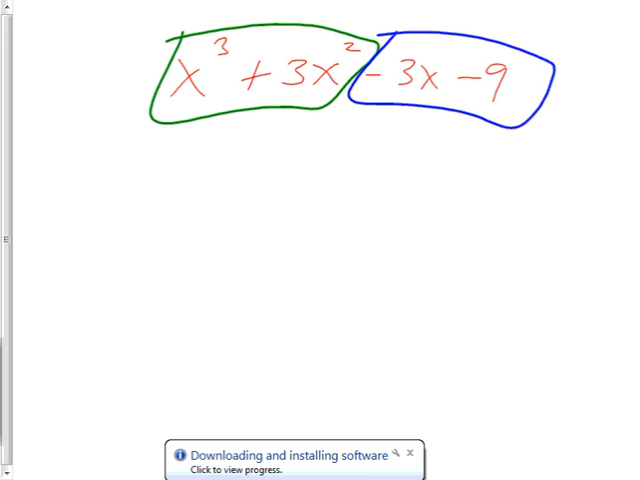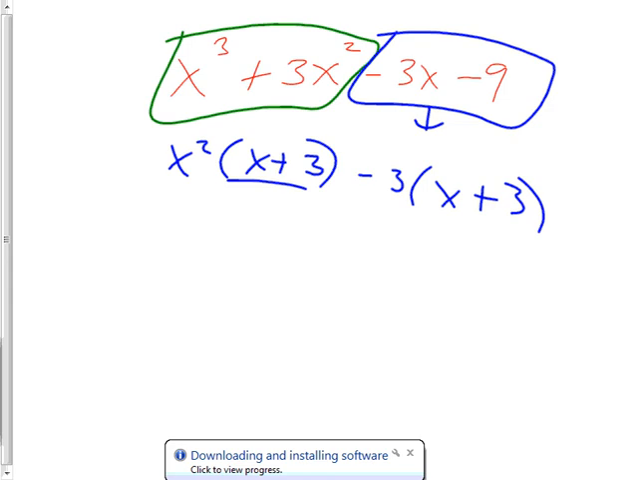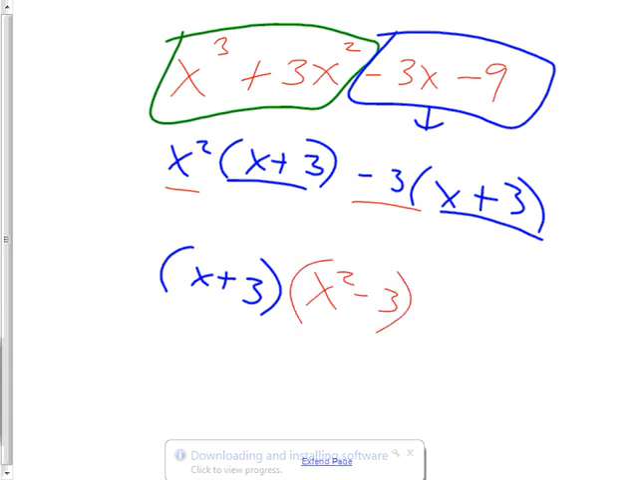I'm going to take the green part, factor it. X squared comes out, x plus 3 is left. And then I'm going to factor this part. Negative 3 comes out, x plus 3 is left. That's the same. Yay, they come out to the front. X plus 3. And then what's left here is x squared minus 3. And I have factored it.